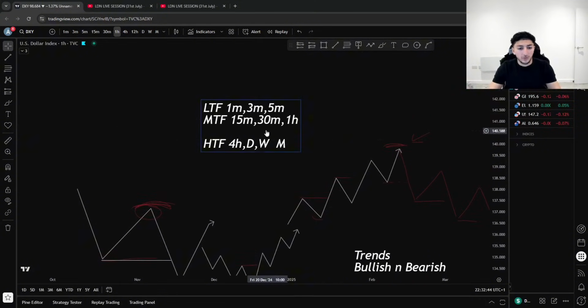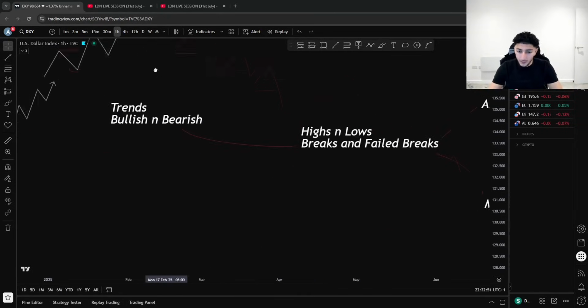Very, very simple stuff. Lower time frames 1 to 5, mid time frames 15 to 1 hour, and the high time frame you can use the 4 hour to the monthly. Okay, that's how I trade.